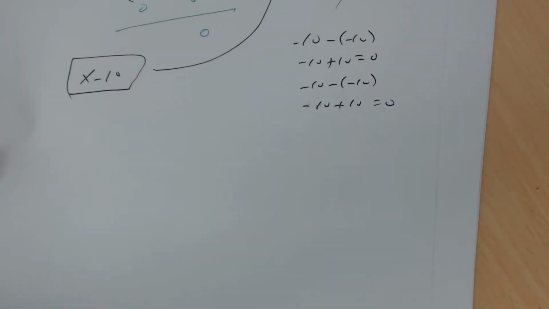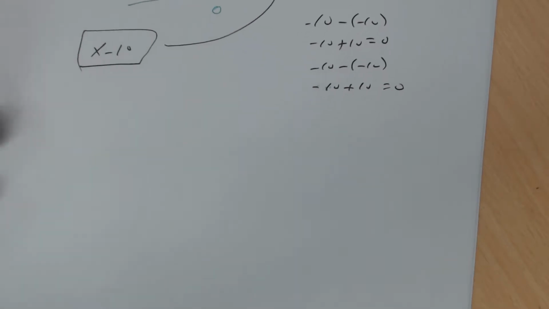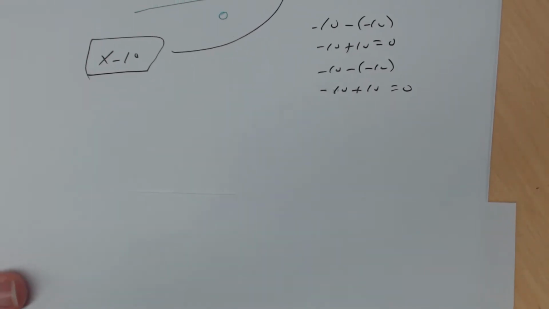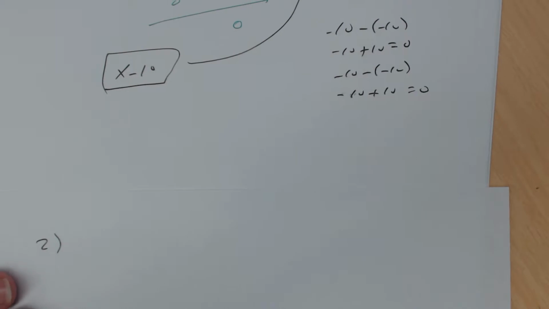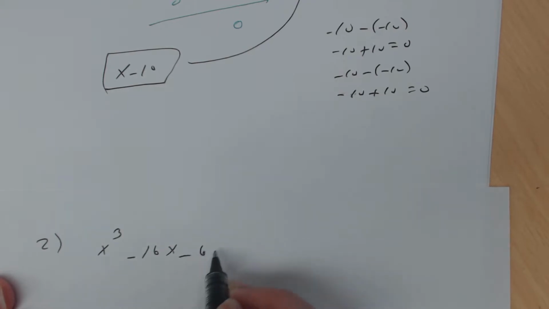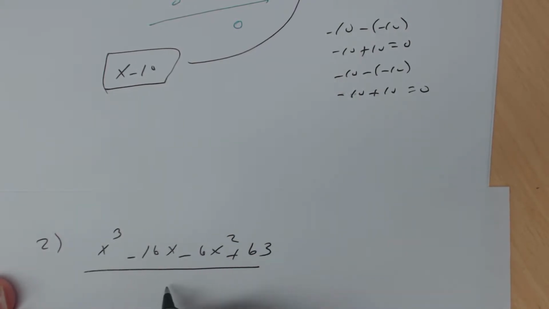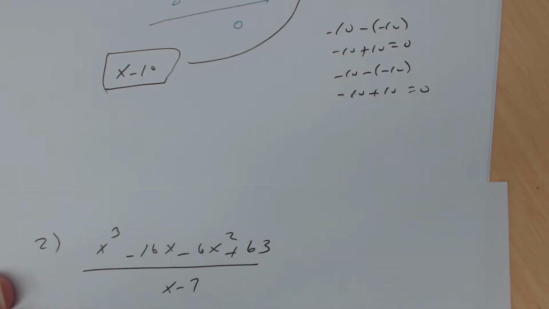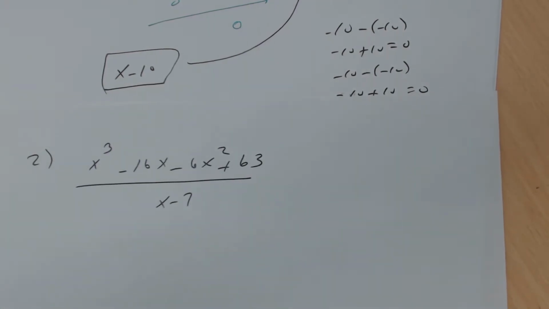Okay, here's number 2. Suppose you had x cubed minus 16x minus 6x squared plus 63 divided by x minus 7.